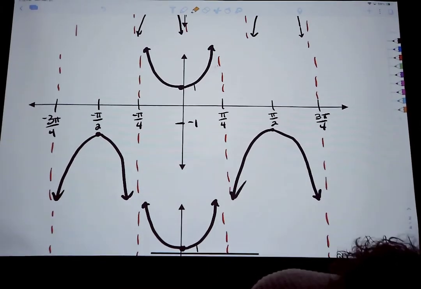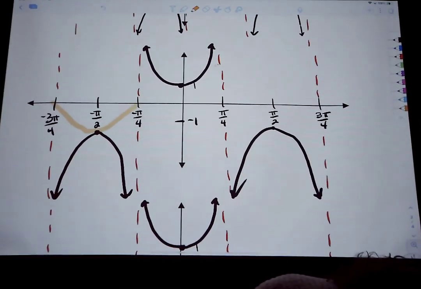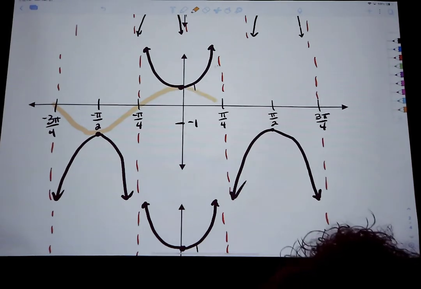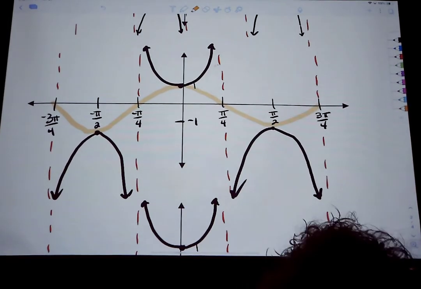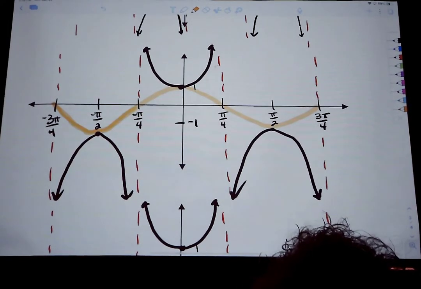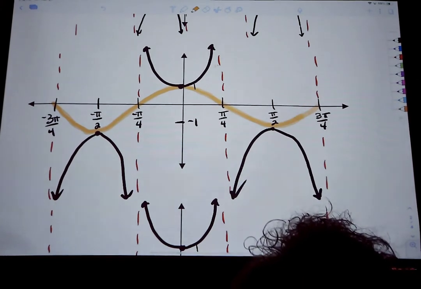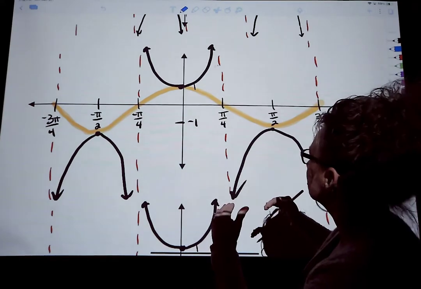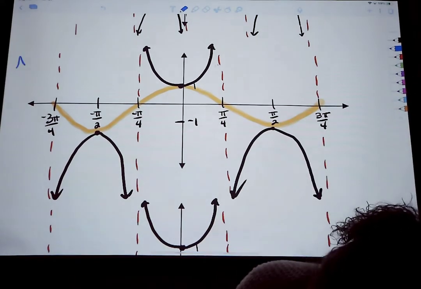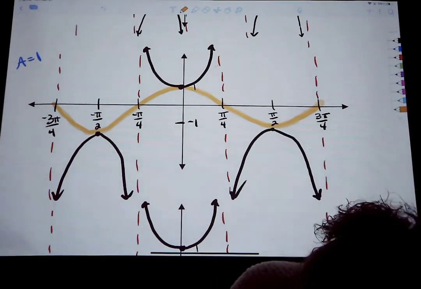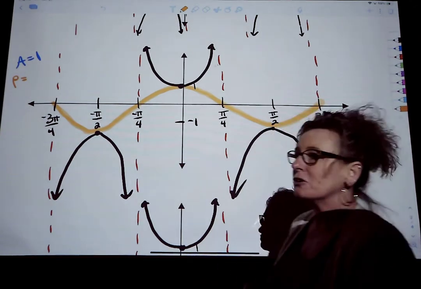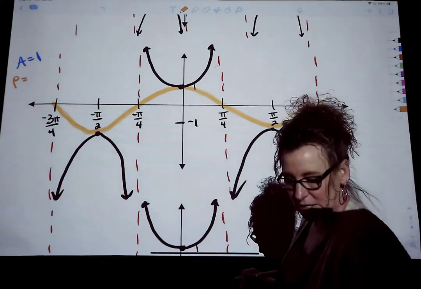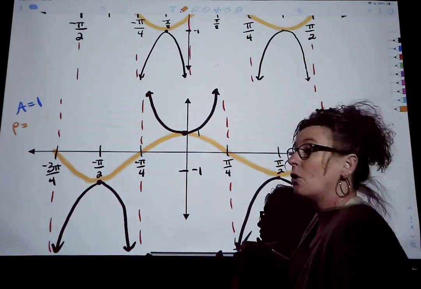I'm going to weave in the graph. Make it a little darker for you so you can see it. Okay. Amplitude. How high and low does it go? 1. What's the period of the graph? Find a good start and finish place to where you see one complete cycle of sine or cosine.